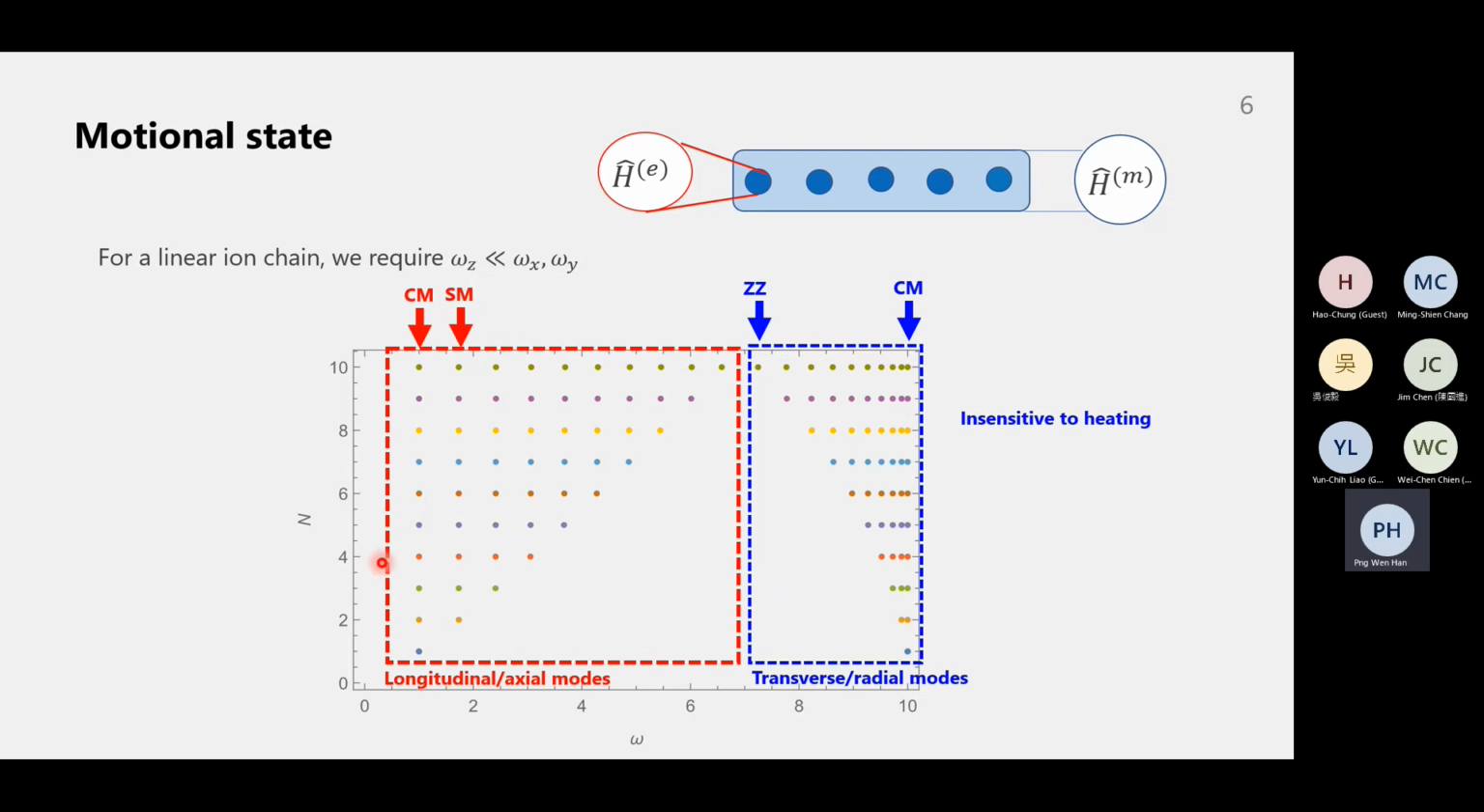We are in favor of the transverse modes because we have a stronger confinement on these modes, and they are insensitive to heating. Any force we throw at them, because of the strong confinement, they are insensitive to heating.